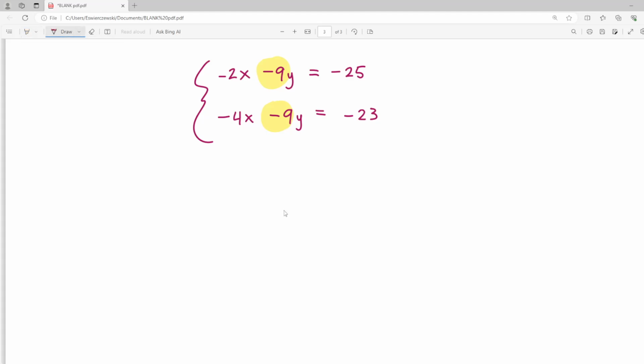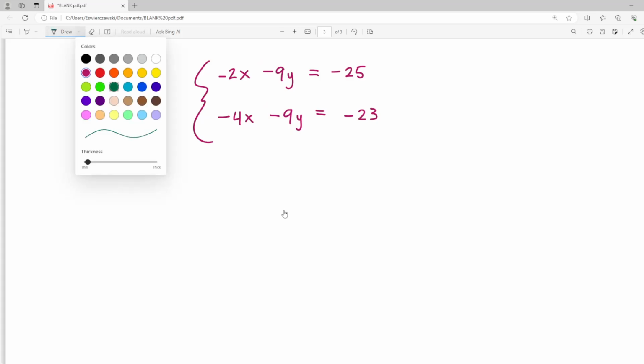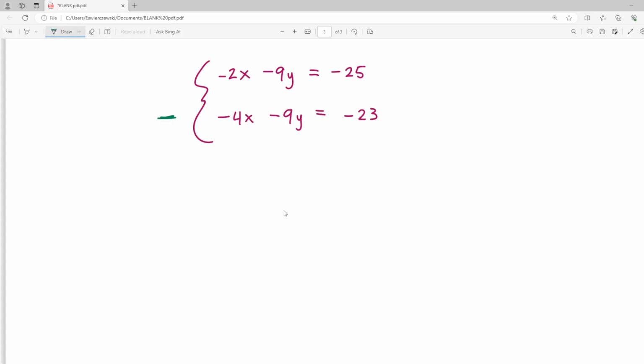When they are the same, we are not going to add these equations. We are going to subtract them. So I'm going to subtract this whole equation from the first one. Now, when you're subtracting equations, be careful because you need to distribute this negative sign. So let's go through it.